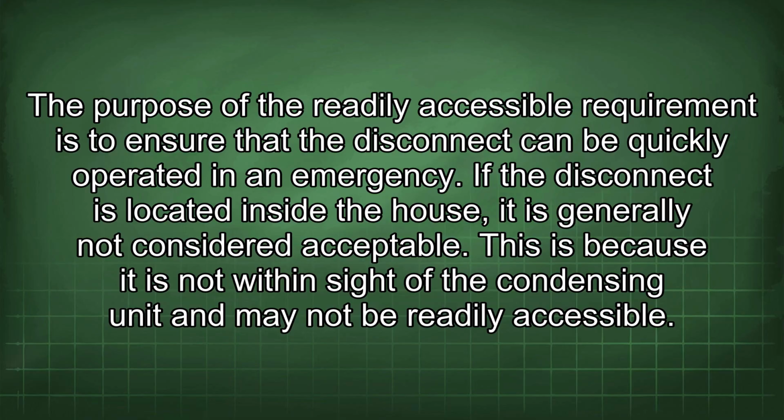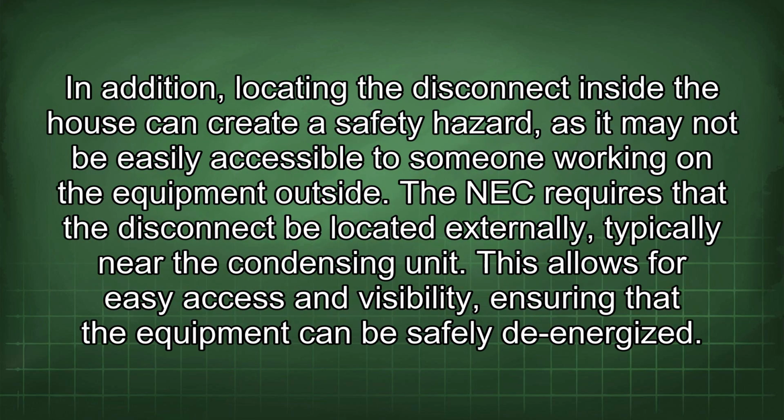If the disconnect is located inside the house, it is generally not considered acceptable. This is because it is not within sight of the condensing unit and may not be readily accessible. In addition, locating the disconnect inside the house can create a safety hazard, as it may not be easily accessible to someone working on the equipment outside. The NEC requires that the disconnect be located externally, typically near the condensing unit. This allows for easy access and visibility, ensuring that the equipment can be safely de-energized.